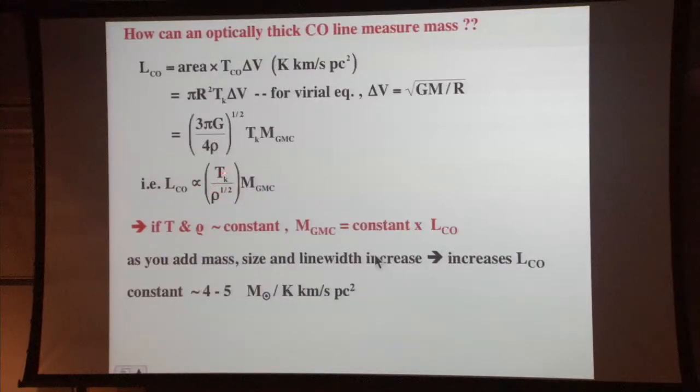Now, obviously, temperatures vary little. They don't vary very much. The mean molecular cloud temperature is probably about 10 degrees Kelvin. Near HII regions, you get up to maybe 20, 30 degrees Kelvin. Not huge variation.